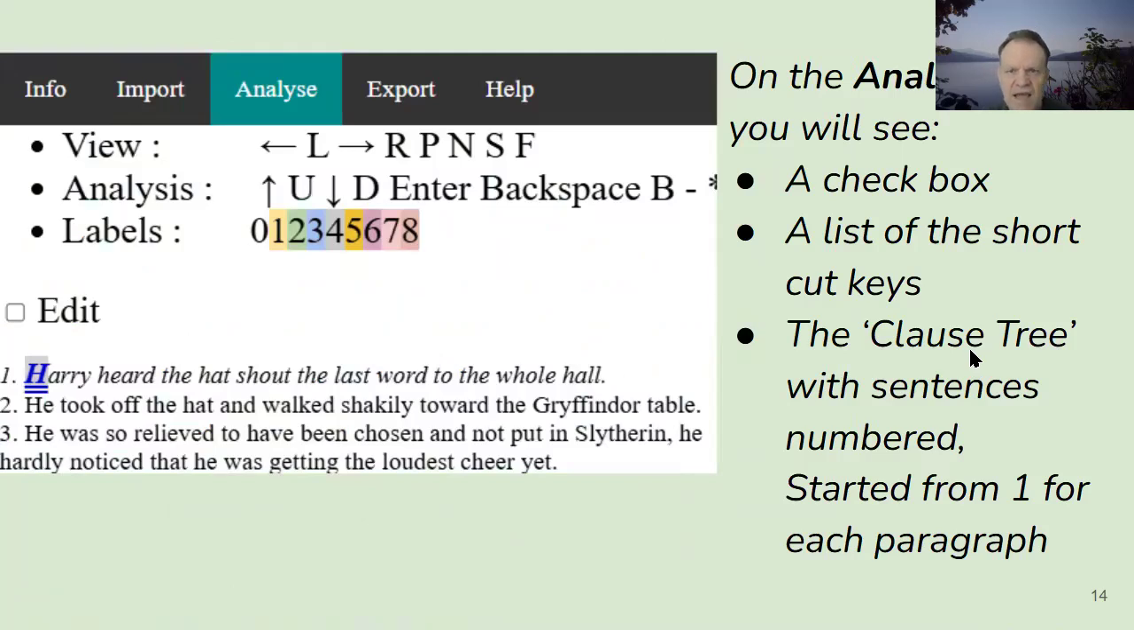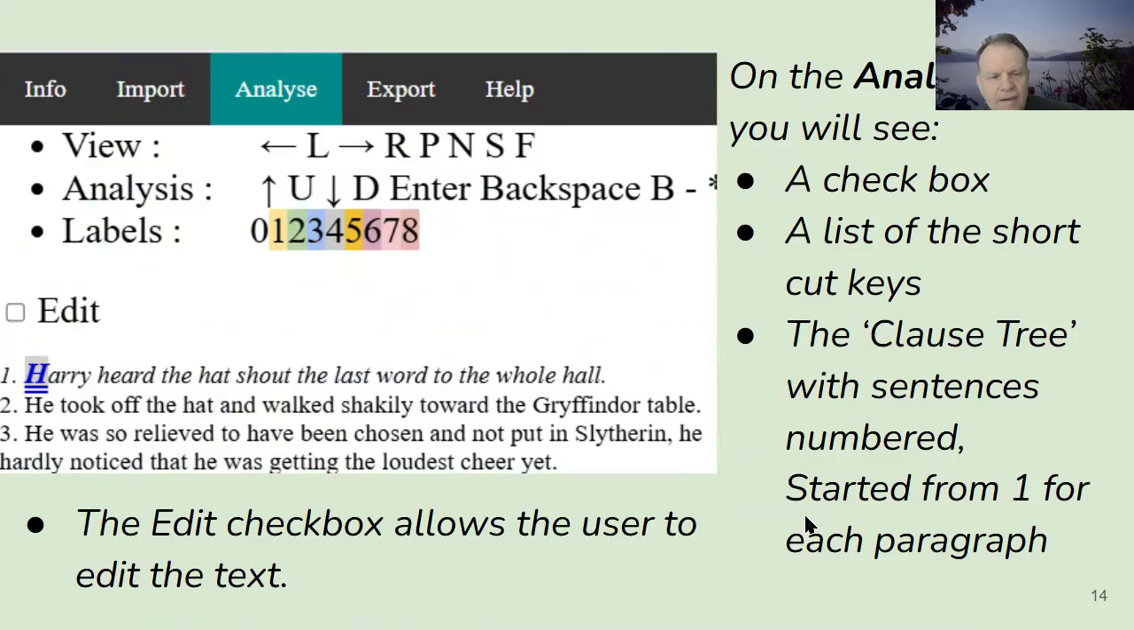On the Analyze tab, you will see a checkbox. The checkbox allows you to edit your text in case you've made a mistake or there's some problem, so you don't have to reload it and start again. And you have a list of shortcut keys at the top here, which I will explain.